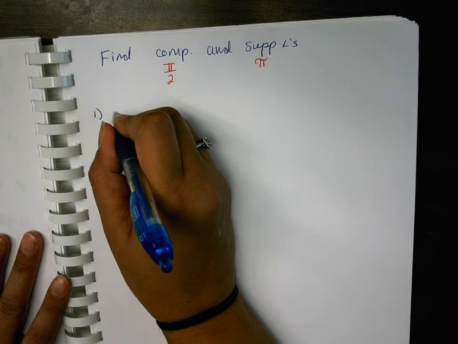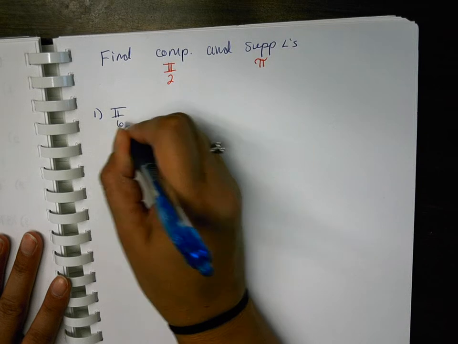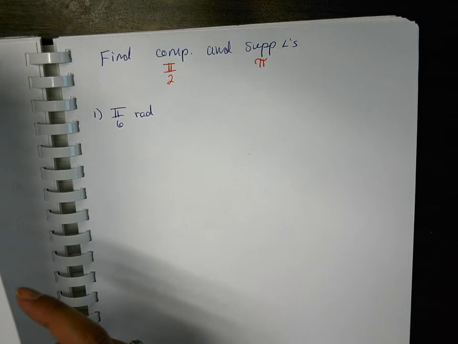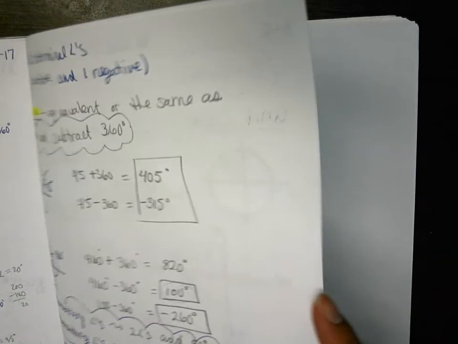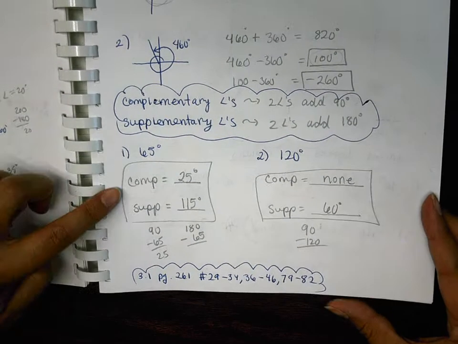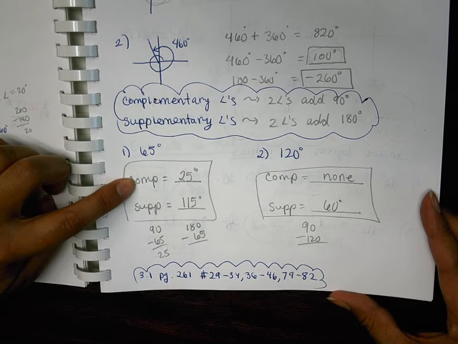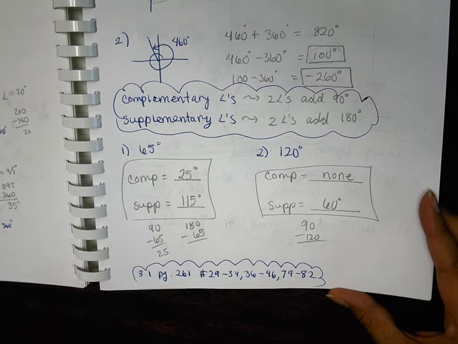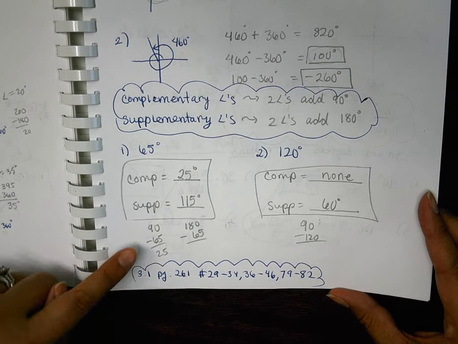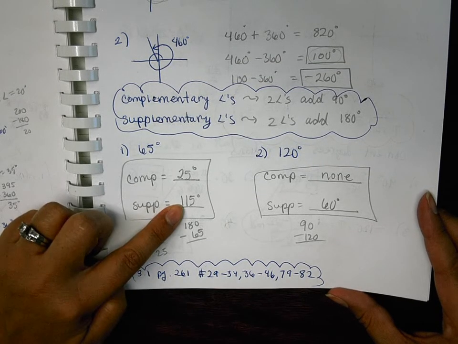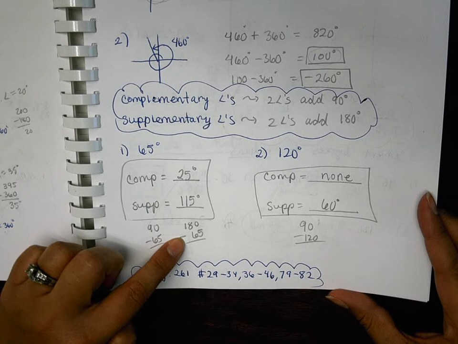So, number 1, pi over 6 radians. I want you to think about what we did on block day, and I made sure to write it down so that we could use it today. When I gave you 65, how many of you just did that in your head and got 25? Yeah? I still wrote it down. I said, oh, what did you guys do? 90 minus 65 is 25. How did you get 115? You subtracted 65 from 180. So we're going to do the same thing here.